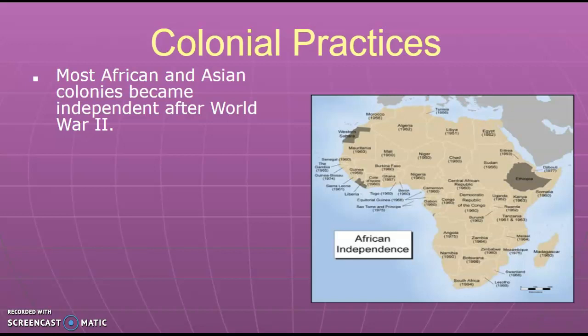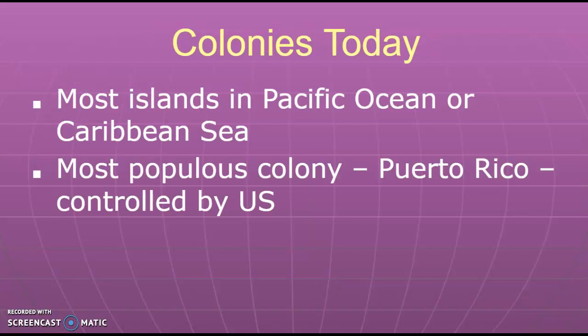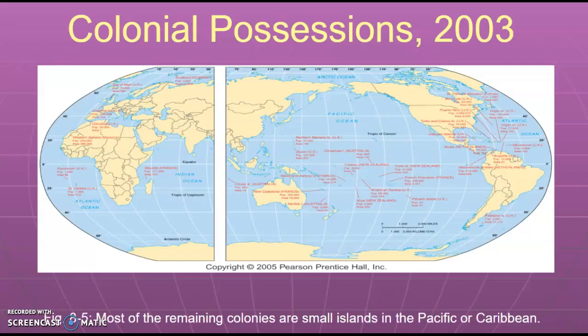The colonial powers felt like their countries were so superior that when they went to the colonies, things should be exactly like where they had left behind. So they tried to recreate that in the new places. Most colonies of today are islands in the Pacific Ocean or the Caribbean Sea. The most populous colony in the world is Puerto Rico, controlled by the United States.